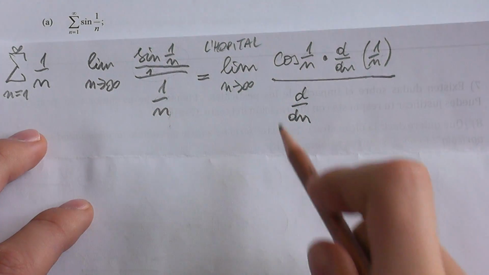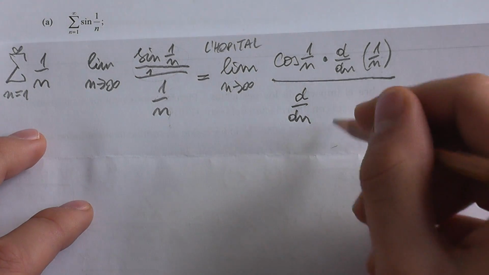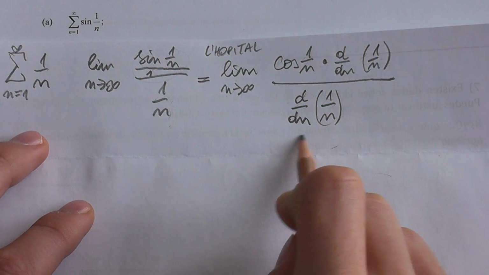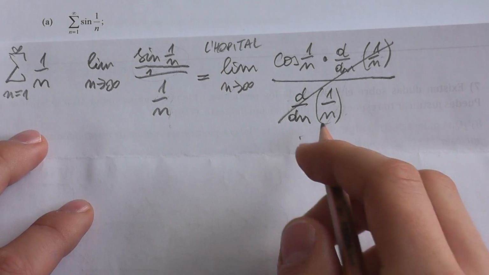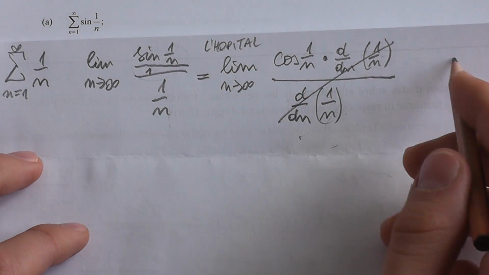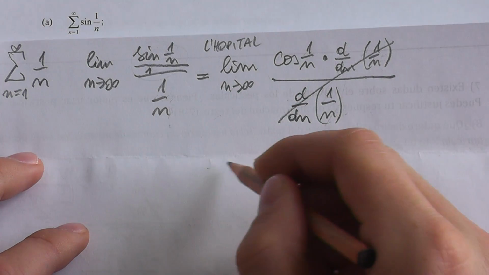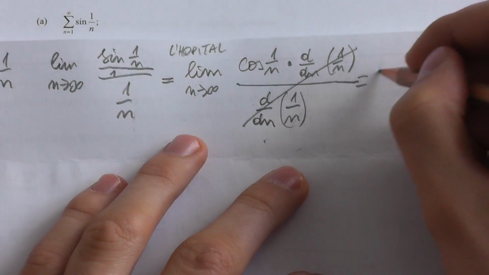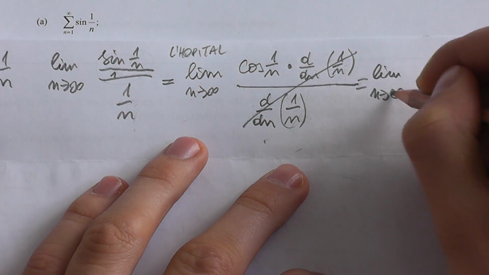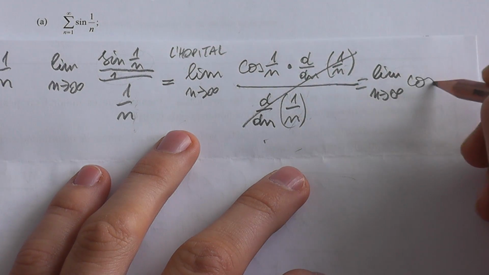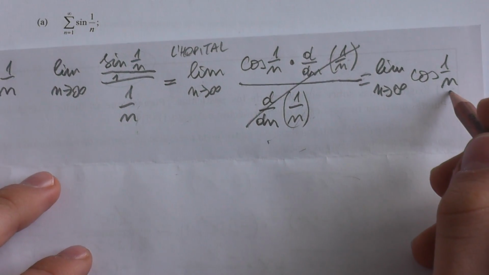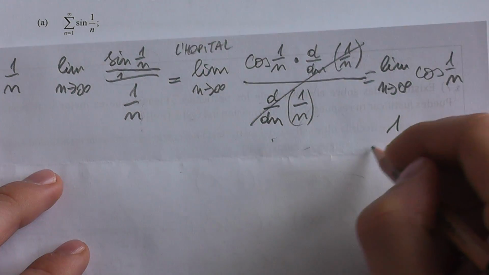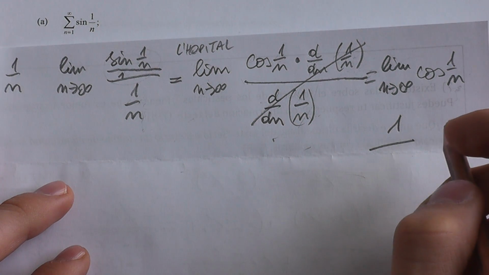And by L'Hopital, we have to find the derivative of the denominator as well. If you don't know L'Hopital, then watch my videos on L'Hopital. And so the derivative of the denominator is essentially this. And look at this. You can nicely cancel these out. And from that, you get that all of this is equal to the limit as n approaches infinity of cosine of 1 over n. And if you plug in infinity into n, then you get cosine of 0. And of course we know that cosine of 0 is equal to 1.